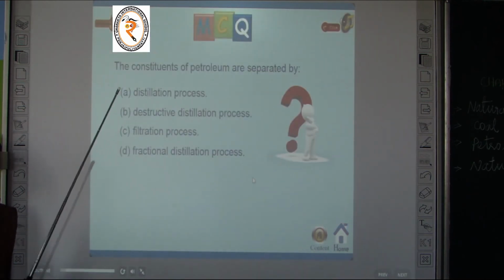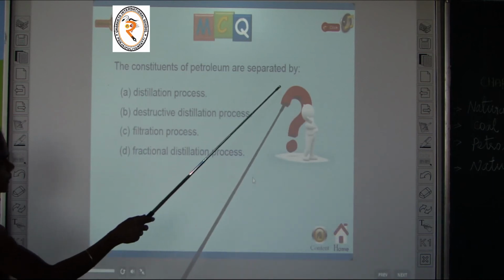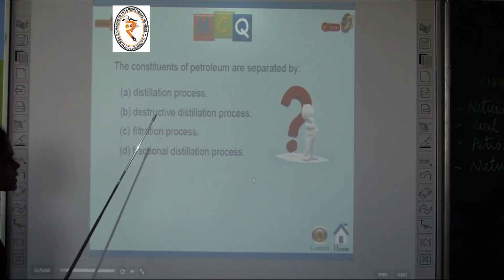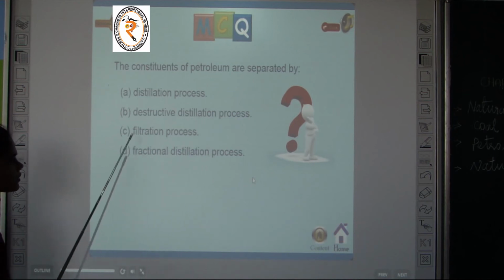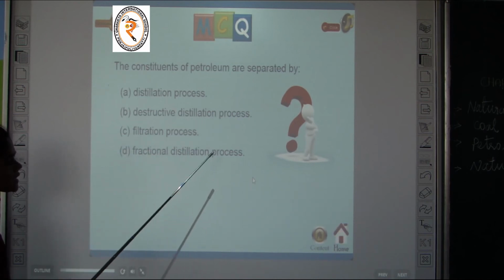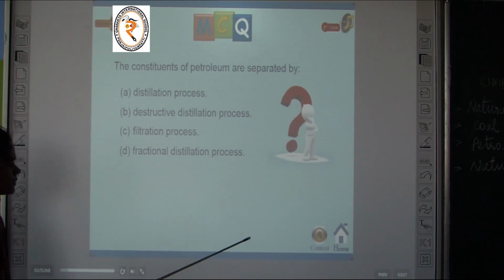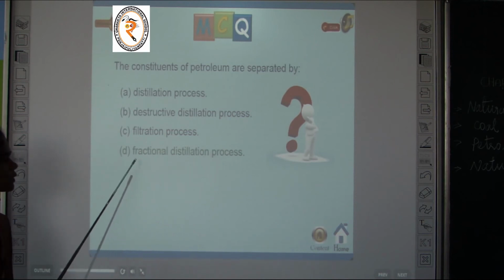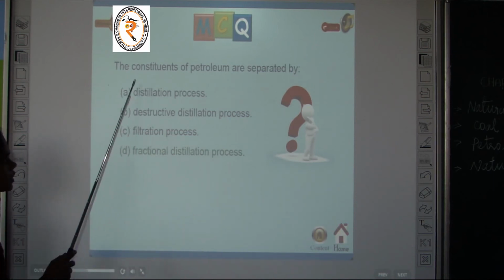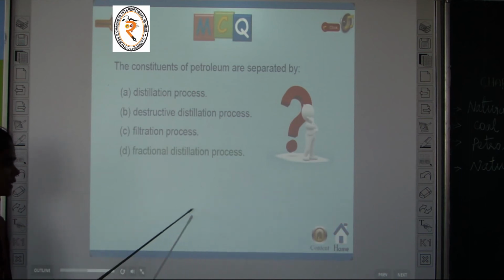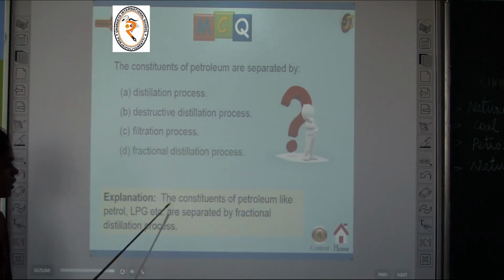And the next one. See the question. The constituents of petroleum are separated by which process: distillation process, destructive distillation process, filtration process, or fractional distillation process? What is the answer? It is fractional distillation process. So by using fractional distillation process, the constituents of petroleum like petrol, LPG, etc. are separated. So what is the answer? It is fractional distillation process.